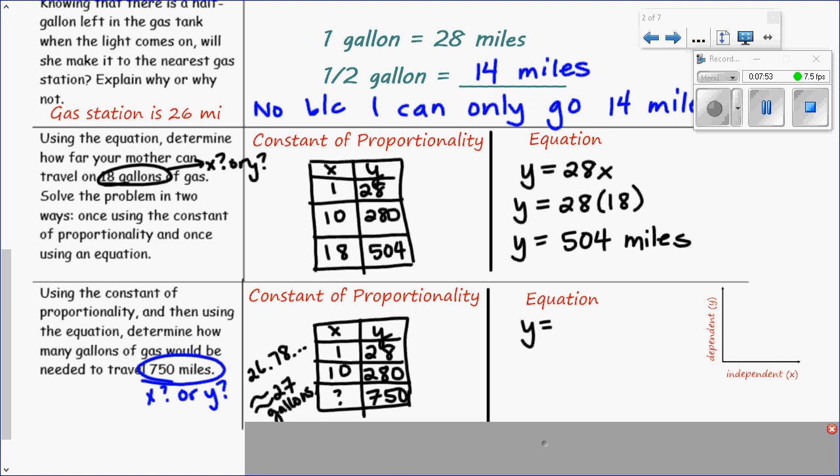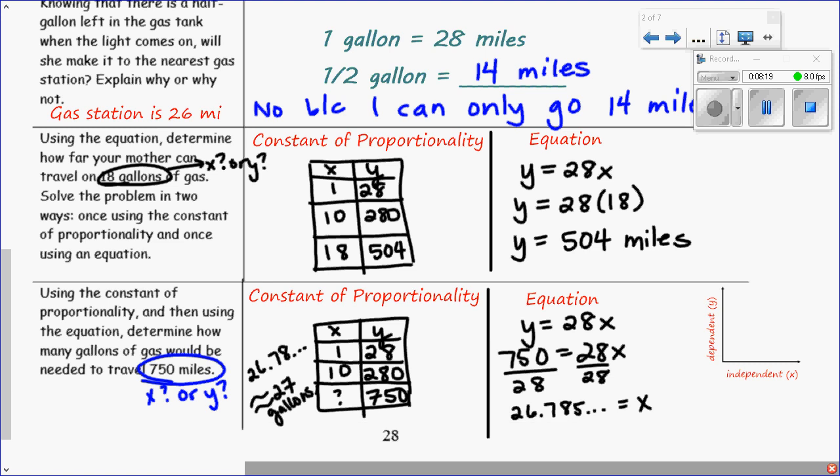Okay, we're going to use the same equation, but this time, instead of filling in the x, we're going to fill in the y. The y is 750, and that equals 28x. Okay, now we have to divide both sides by 28 to get what x is. And that's the exact same thing we did over on the other side, and it's 26.785. You don't have to keep writing everything. That equals how many gallons? So approximately 27 gallons.